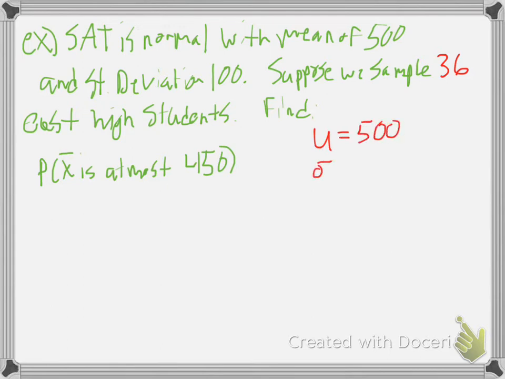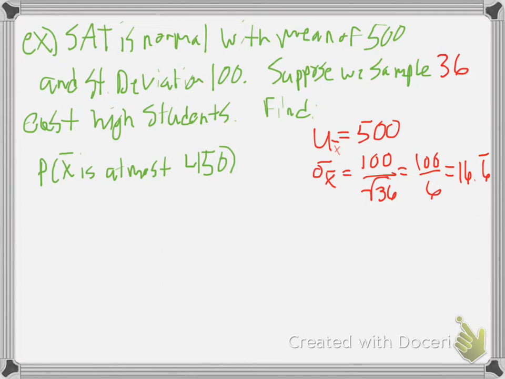But the standard deviation this time will be 100 divided by the square root of 36, because the sample size is bigger. So 100 divided by 6, type that in, and we get 16.666 repeating. Okay, so 16.6 repeating, or you could call it 16.6667.